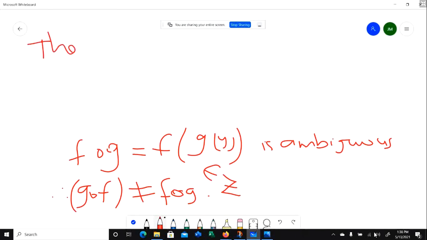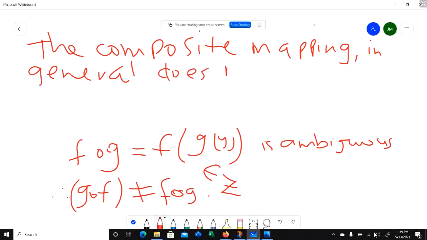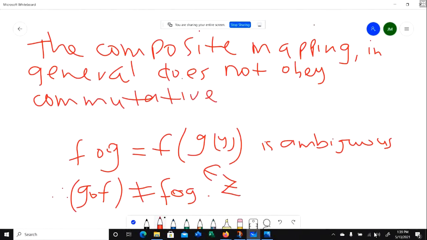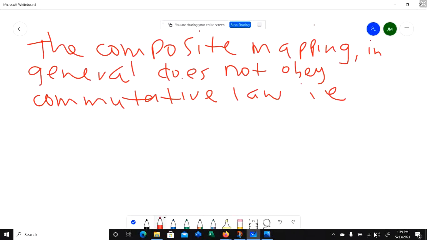the composite mappings in general do not obey the commutative property, or the commutative law. That is, in general, we can say that G composite F is not equal to F composite G in general.